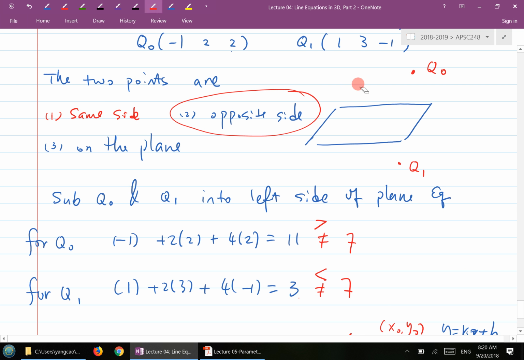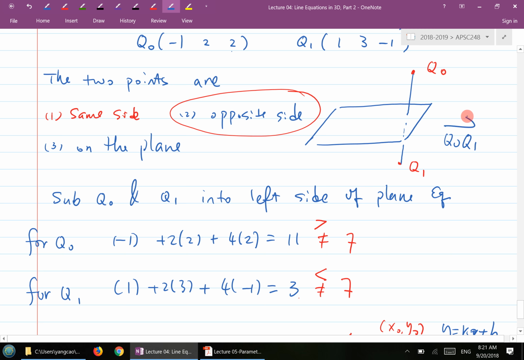Now I also want you to exercise yourself on this one. Because we concluded that Q0 and Q1 are on opposite sides of the plane here, I can draw a line connecting Q0 and Q1. So you can think about it: now you have Q0 and Q1, so what will be the line equation? You have points already. You just need a parallel vector, and you can create a parallel vector using Q0 and Q1. Then you can create the line equation.